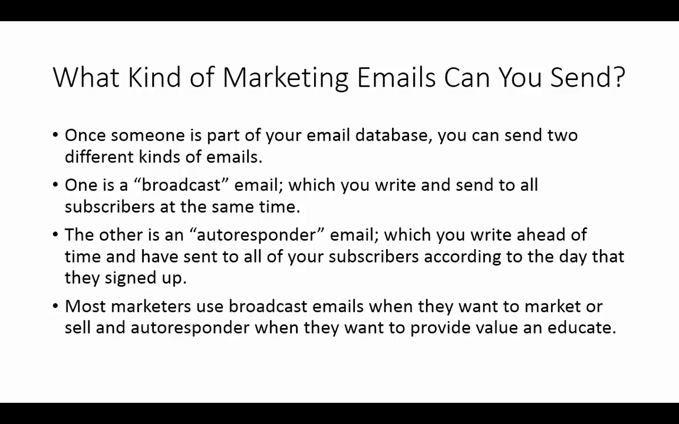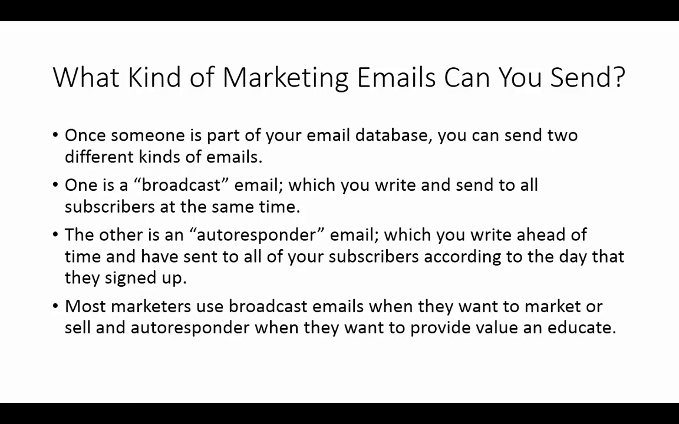Now, when you want to provide education and value, typically you'll want to set those up ahead of time. You want those to go out on a regular basis. So, in other words, if you want someone to get education every single Thursday, you can set up your email sequence to make sure that people are getting a Thursday email with lots of value, okay? And so you can do that with your autoresponder emails.